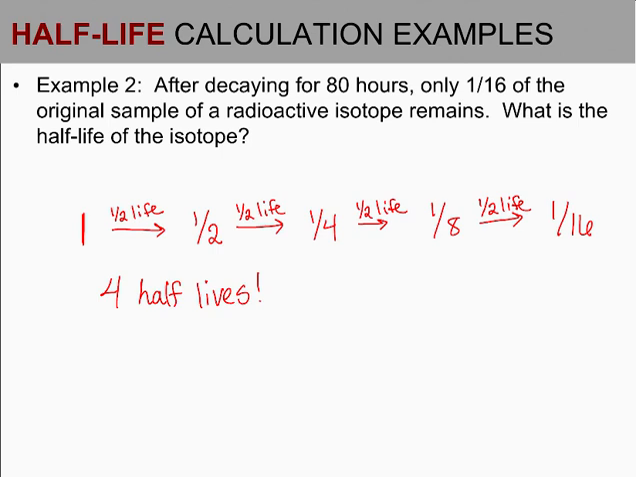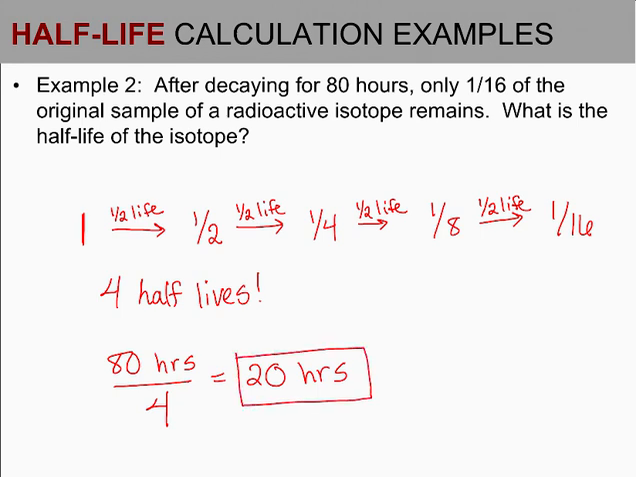So now let's figure out what the half-life of the isotope is. We're going to take the total time it took for this to occur, which was 80 hours, and divide it by 4. All right, so that should give us 20 hours, and that is the half-life.